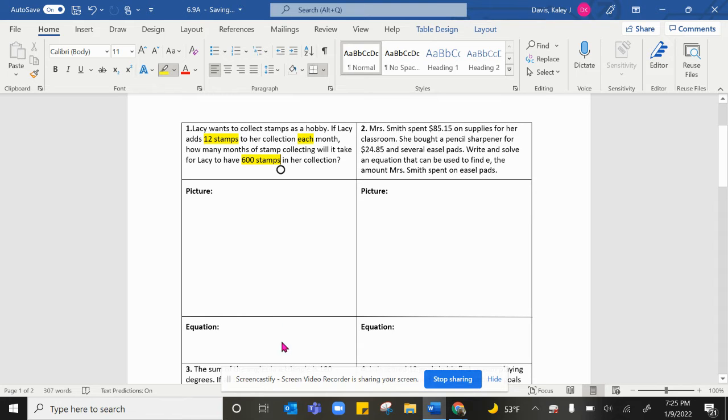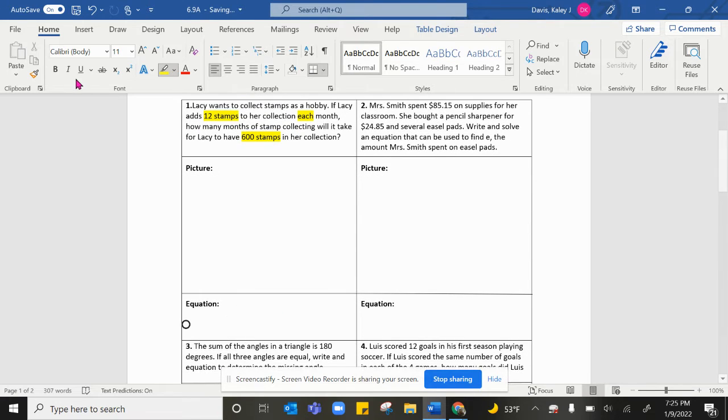One of the first things that I look for in order to write my equation is to go through and look for what is the total amount? What should this end up equaling? In this case, it says we want her to have 600 stamps. So whatever your total number is, that is what's going to go on its own. So equals 600. Then I like to put everything else on the left side. So 12 stamps to her collection each month.